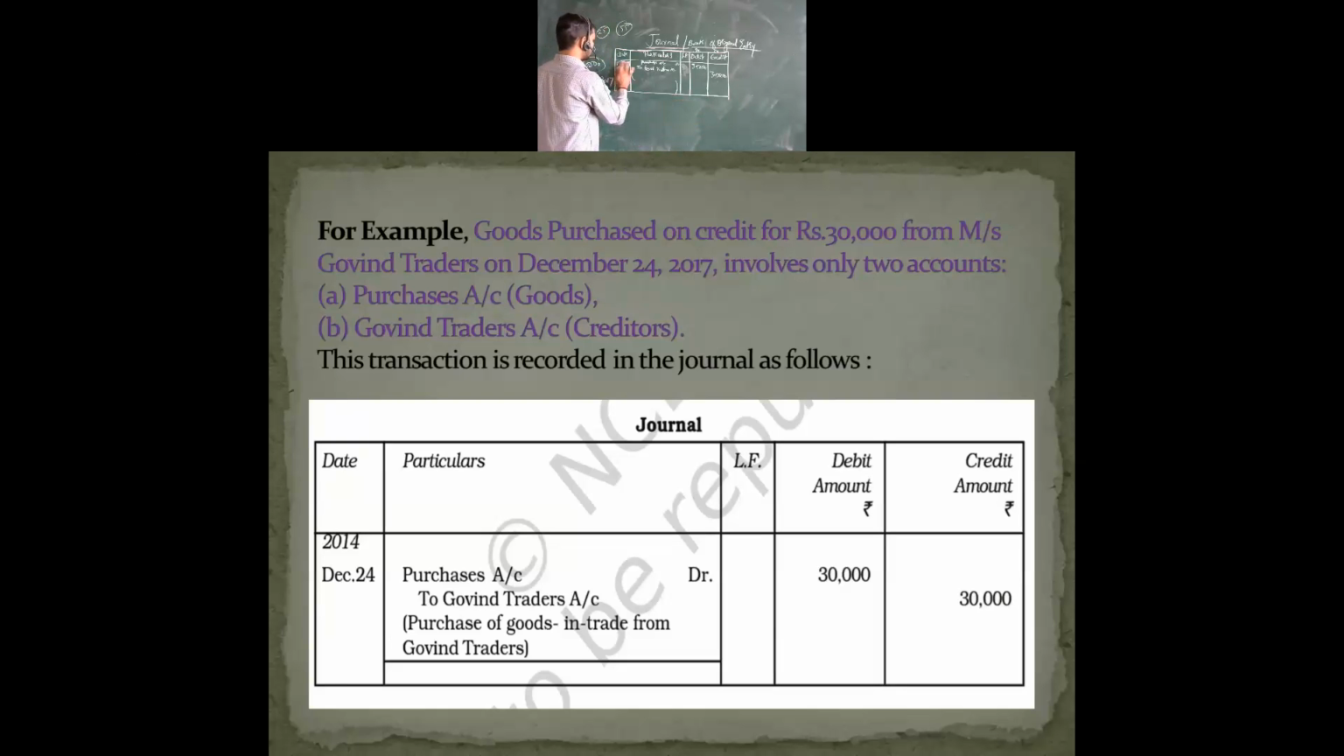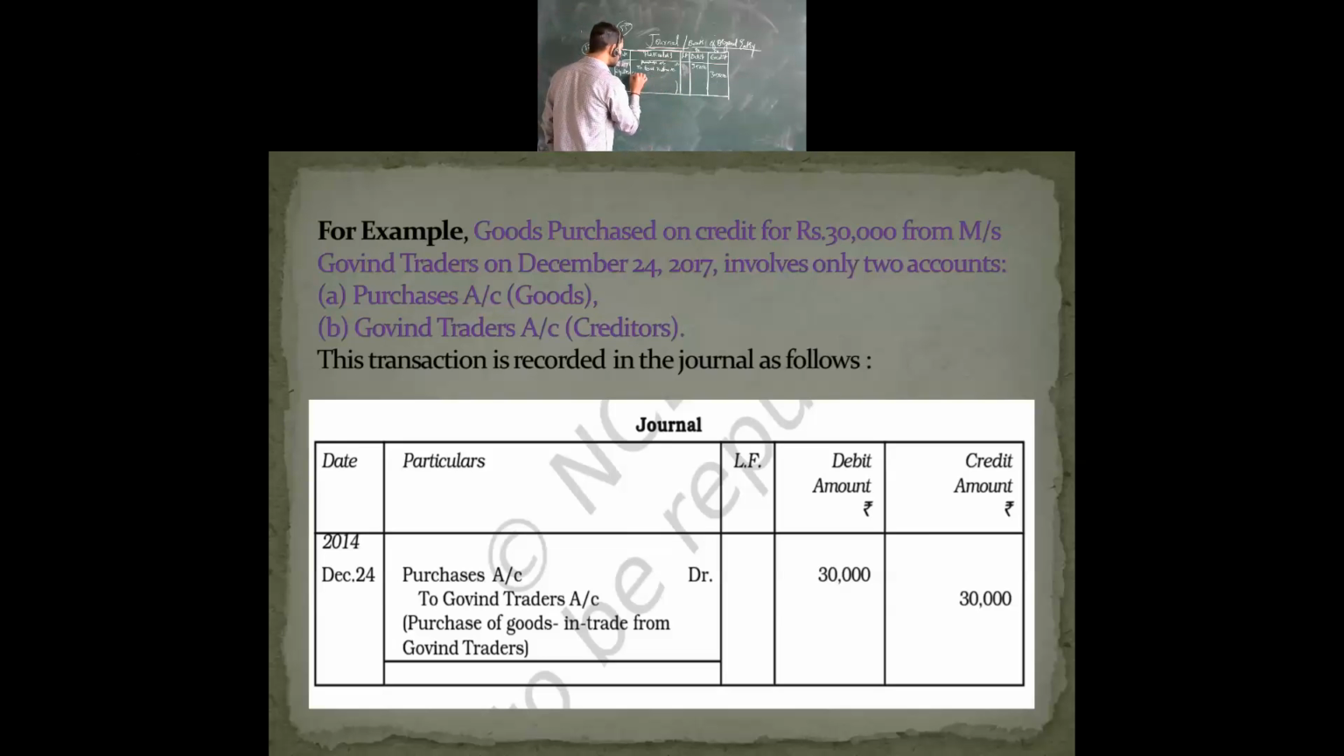See, here you can see. What is the year here? 2017, 24th December. In this way, you are going to maintain the dates here. Then in particular, what have you taken here? You have purchased the goods. Purchase account debit to Govind Traders account. Now only two accounts are being affected here. So this is a simple journal entry. Remember this point. Then the narration.